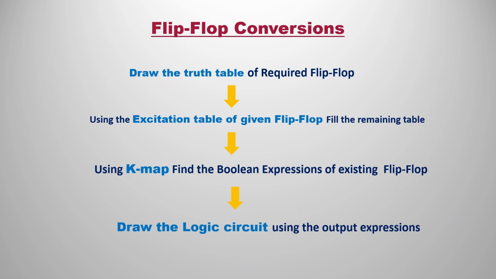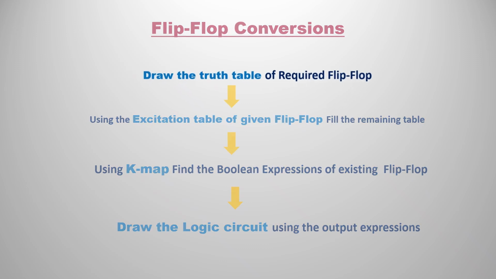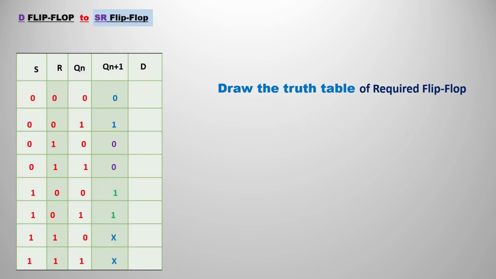The first conversion is from D flip-flop to the SR flip-flop. Here we have the SR flip-flop because we are building the SR flip-flop. That is the reason we are going to have the SR flip-flop truth table, with a column left for D. So I have completed the first step, that is, draw the truth table of the required flip-flop.